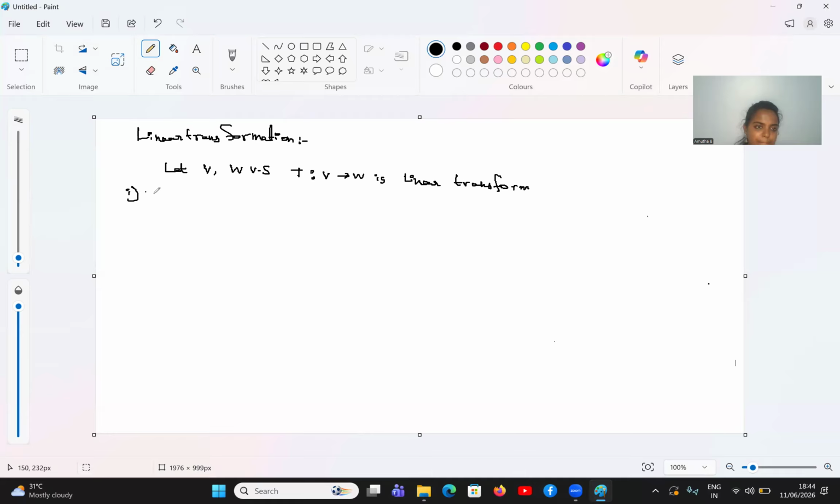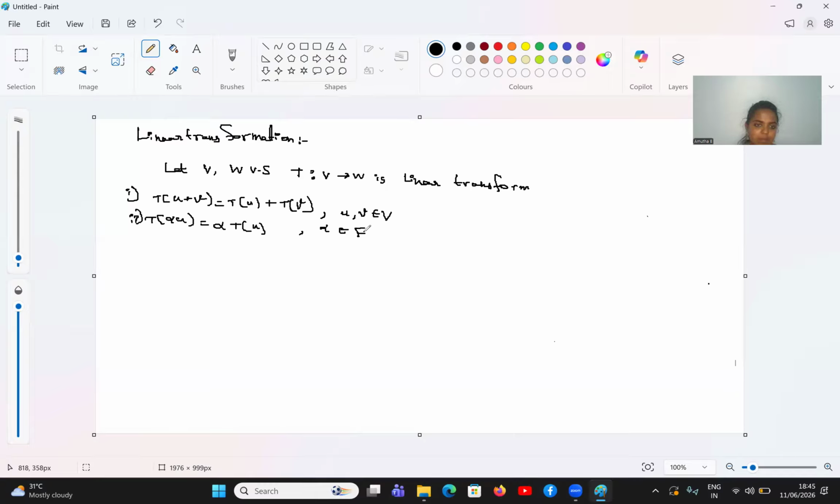First condition is T of u plus v equal to T of u plus T of v, and next condition is T of alpha u equal to alpha of T u, where u and v belong to V and alpha belongs to the scalars. If these two conditions are satisfied, then you can say that the map is a linear transformation, that is, a linear map.